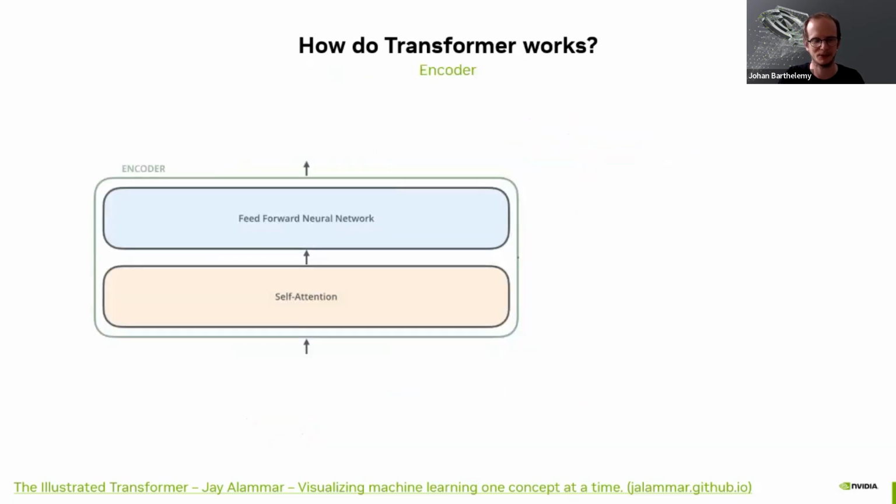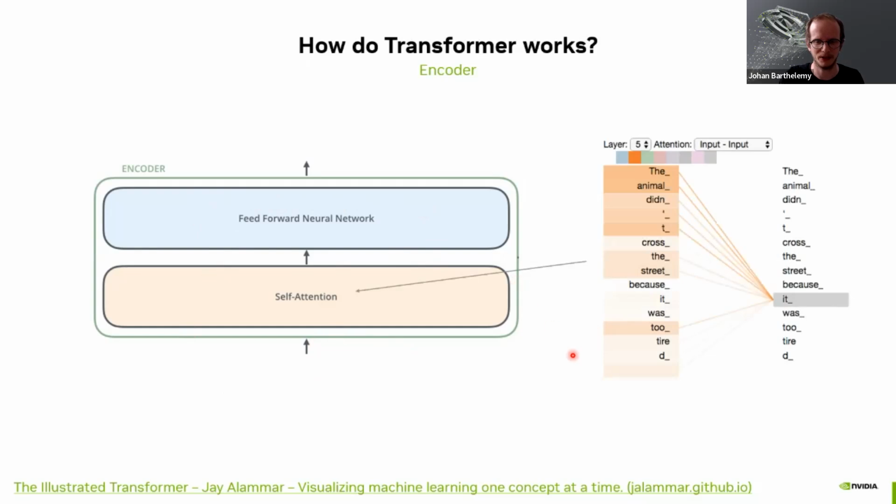So let's have a look at what an encoder block is. The encoder is a sequence of two models. You've got self-attention, followed by a very simple feed-forward neural network. Self-attention is one of the magic ingredients of transformers. Self-attention means that it's able to create attention between the words in the input sequence, so it can look at the relationship between all the words inside the input sequence.